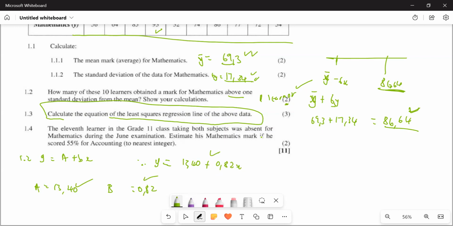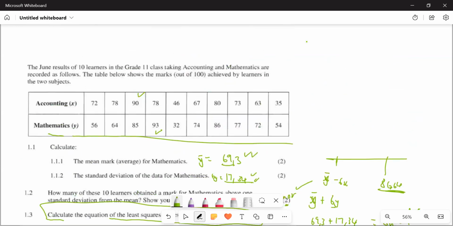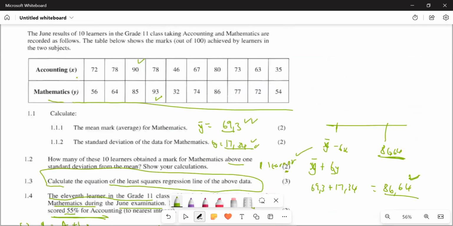Now, here they say the 11th learner in grade 11, taking both subjects, was absent for mathematics during the June examination. Estimate his mathematics mark. So we want to know what they got for mathematics. If the accounting mark is 55, let's check what accounting is. Is it X or Y? Accounting is X. So if we are given X, we want to know Y.